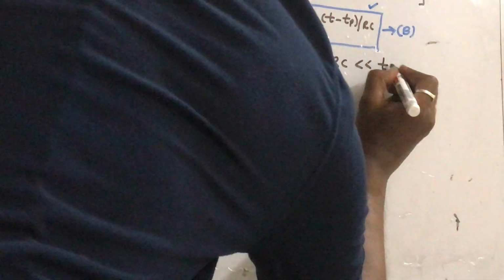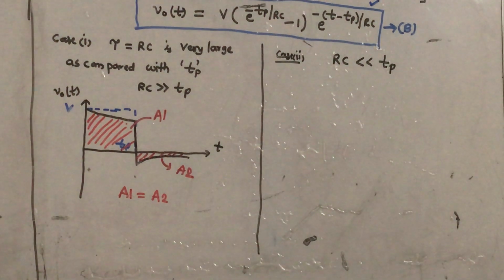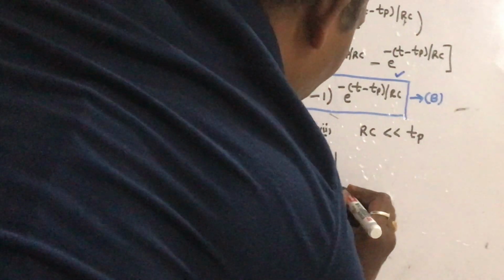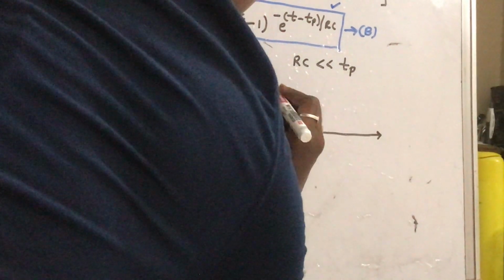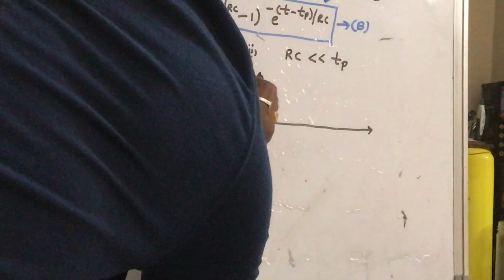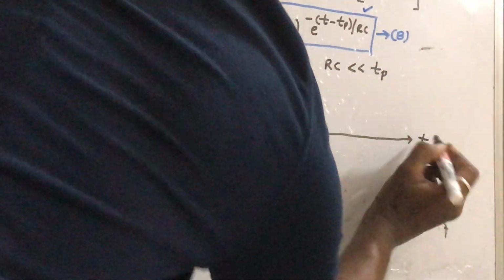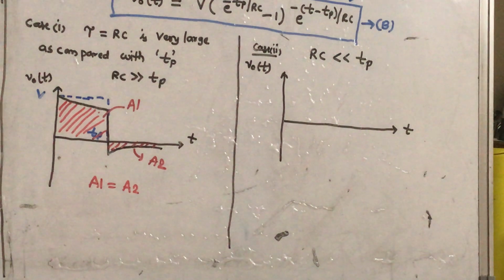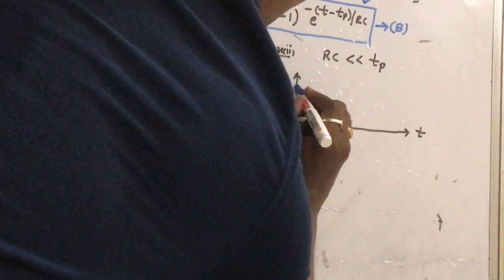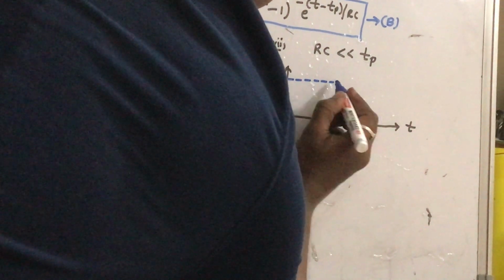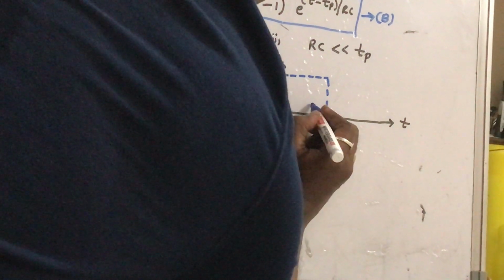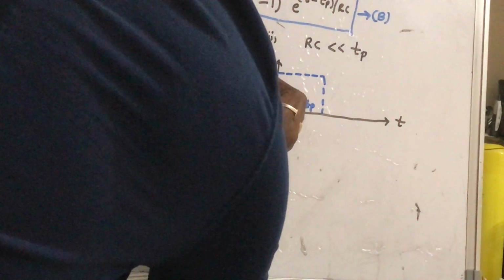So that is what we have written here. Similarly, case 2: the time constant RC is much less than the pulse width Tp. Let us draw the diagram in the same sense. This is the expression V0(t) versus t. Now let us draw the input voltage diagram. This is your given pulse of width Tp and amplitude V.